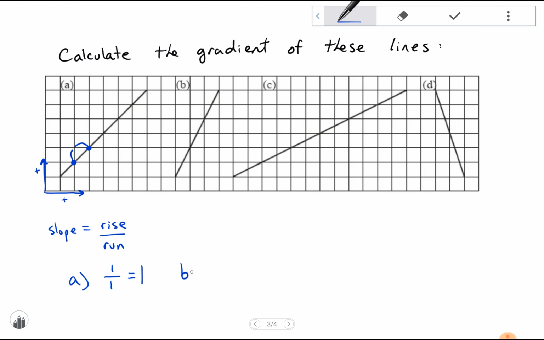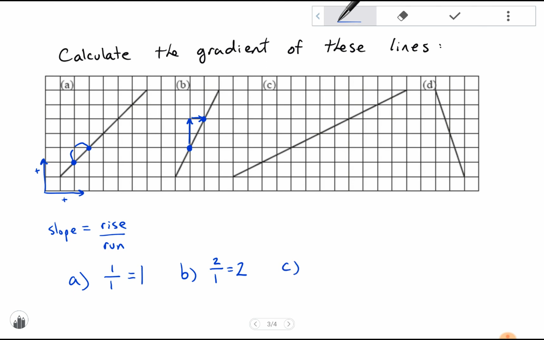Now let's look at B. Let's start here, okay? So if we go up 1, then we're here, which is in between. We're not totally sure what this is. It's probably a half, but try to always find lines that cross, points where it crosses. So there's 1. Okay, so we go up 2 and over 1. So in this case, rise over run will be 2 over 1, and we can simplify that to 2.